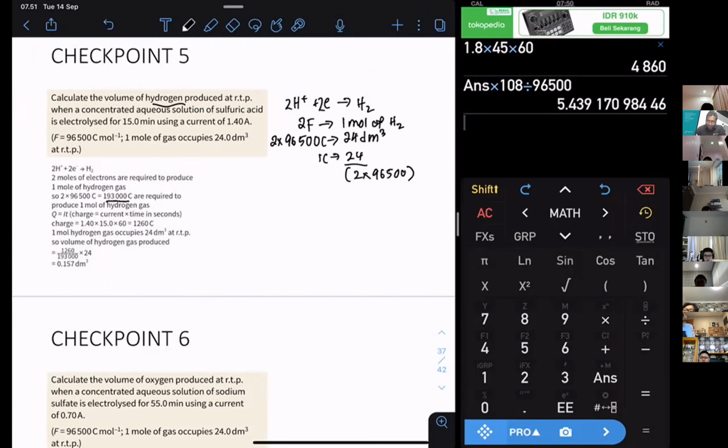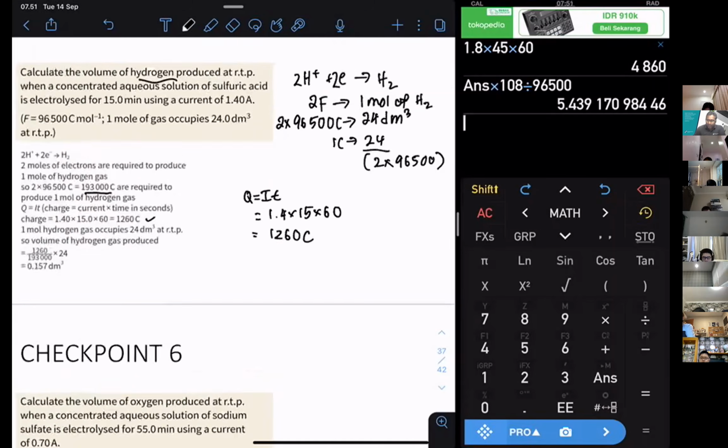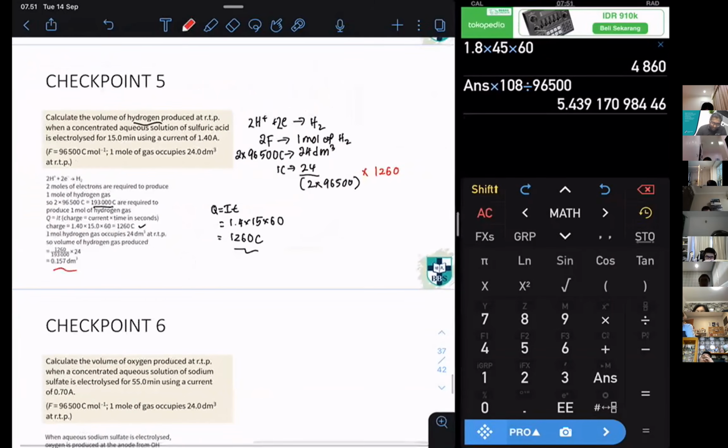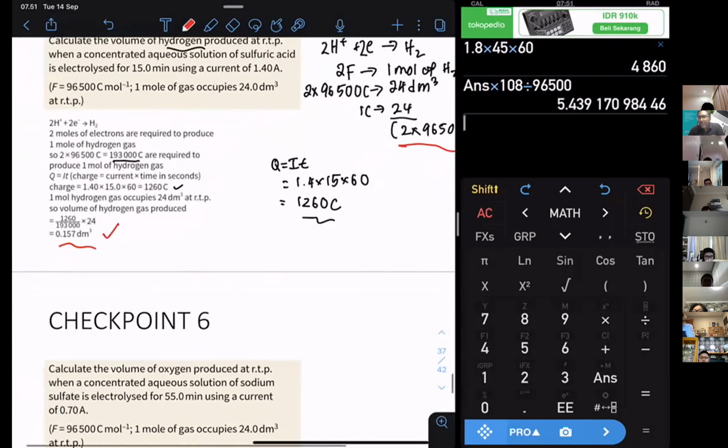Which is going to be 19300. So if I want it here, it's going to be Q equals to IT, which is 1.4 times 15 times 60. You calculate that, you will get 1260 coulombs. So I just need to find out for this. This value, I just need to multiply with 1260. Once you do that, you will get this value. So you should be able to calculate quite easily.